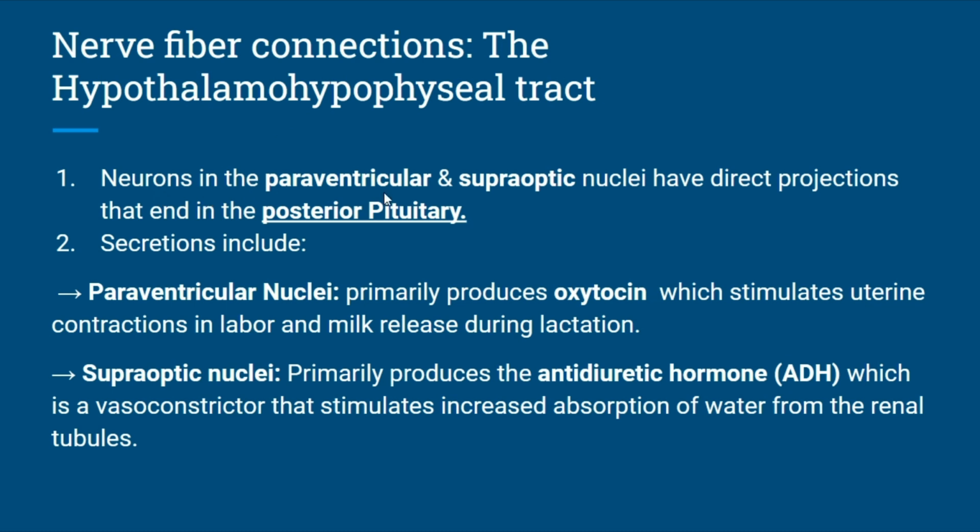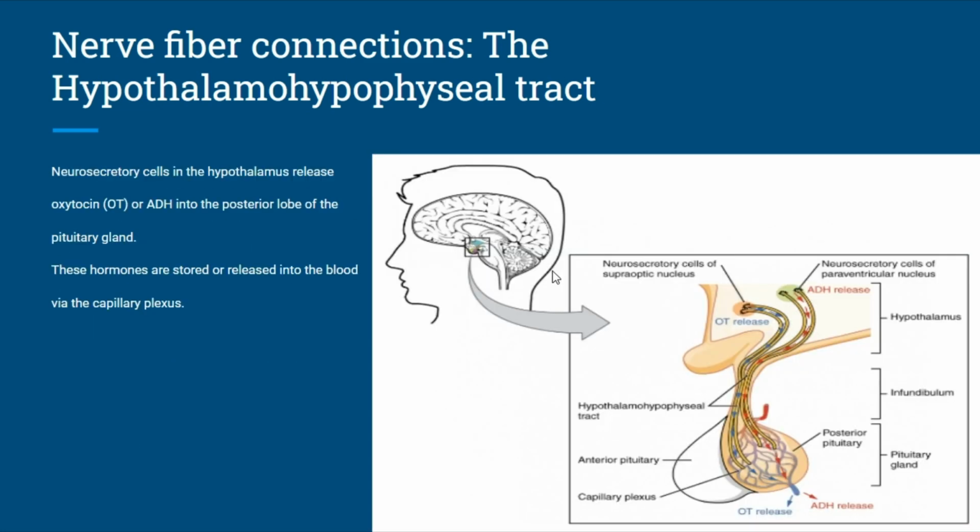So neurons in the paraventricular and supraoptic nuclei have a direct projection that ends in the posterior pituitary gland. So the posterior part of the pituitary is controlled by the nerve fibers, and it has two nuclei. Paraventricular nuclei are involved in it, which primarily produces oxytocin, and it stimulates uterine contraction in labor and milk release during lactation. Then we have the supraoptic nuclei, which is primarily producing the antidiuretic hormone or ADH, which is a vasoconstrictor, which stimulates the increased absorption of water from the renal tubules.